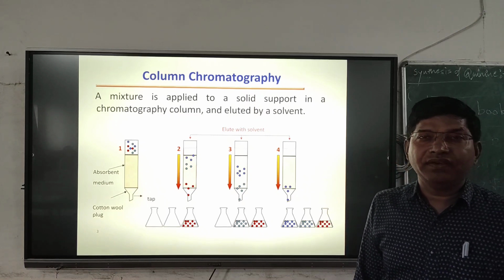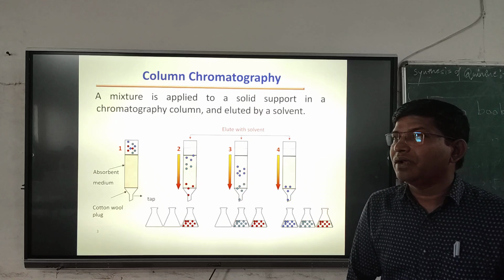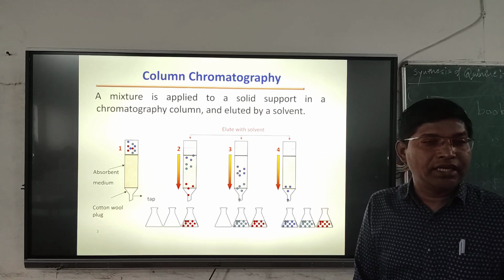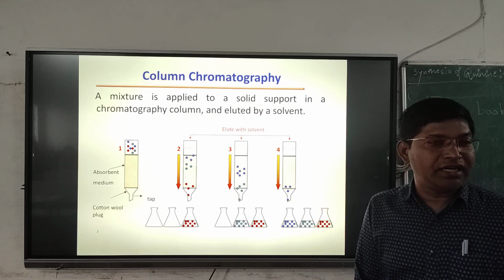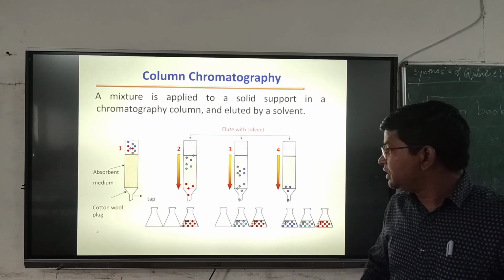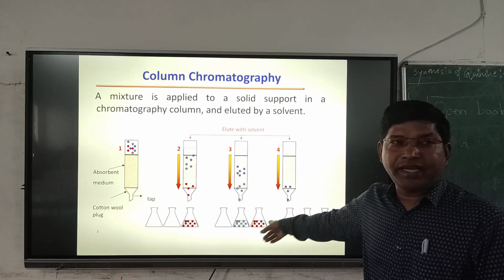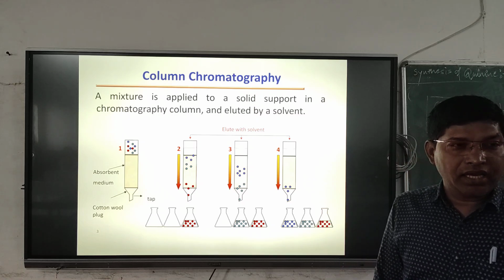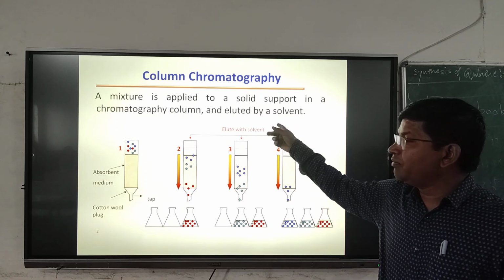So in this way we can separate our compound mixture, or we can understand it better, like if you want to separate plant pigments like chlorophyll A, chlorophyll B and xanthophyll. These different plant pigments can also be cleanly separated using this column chromatography.